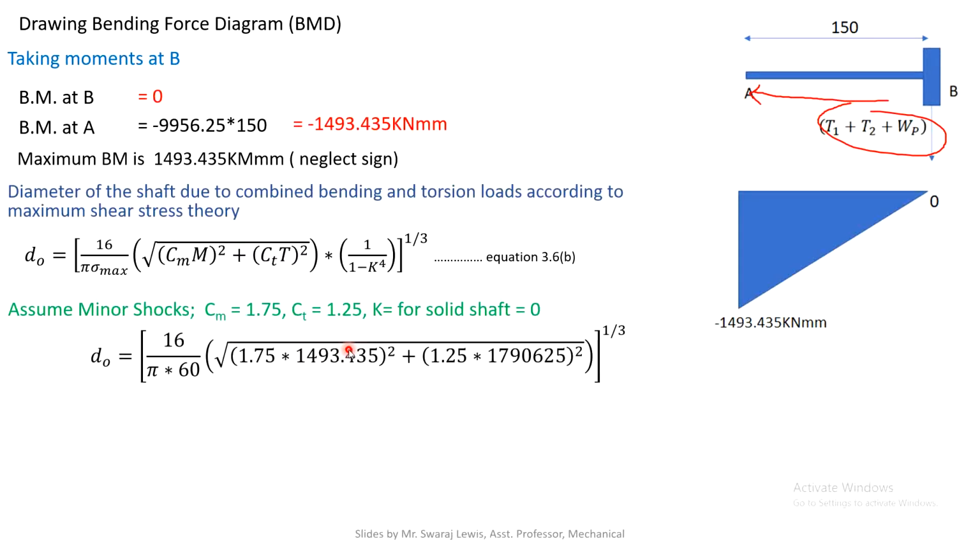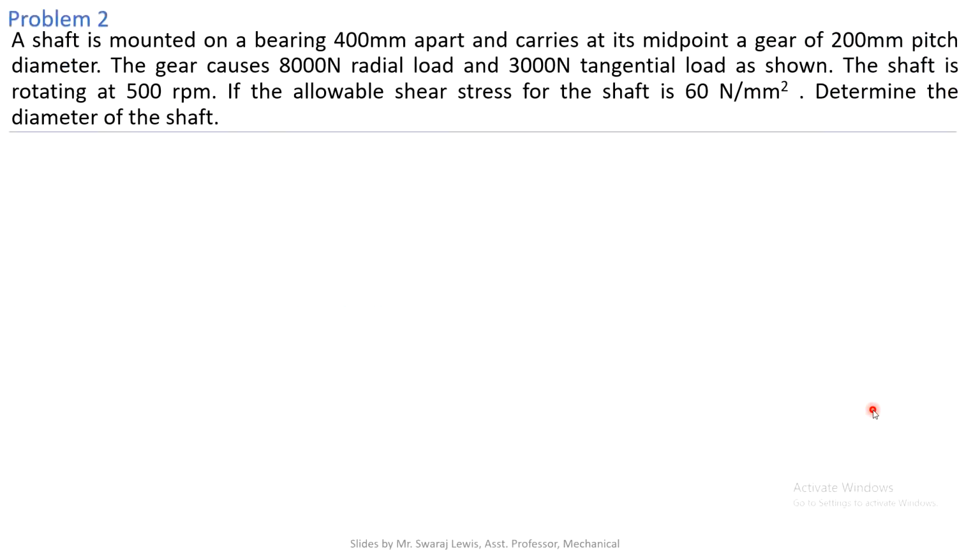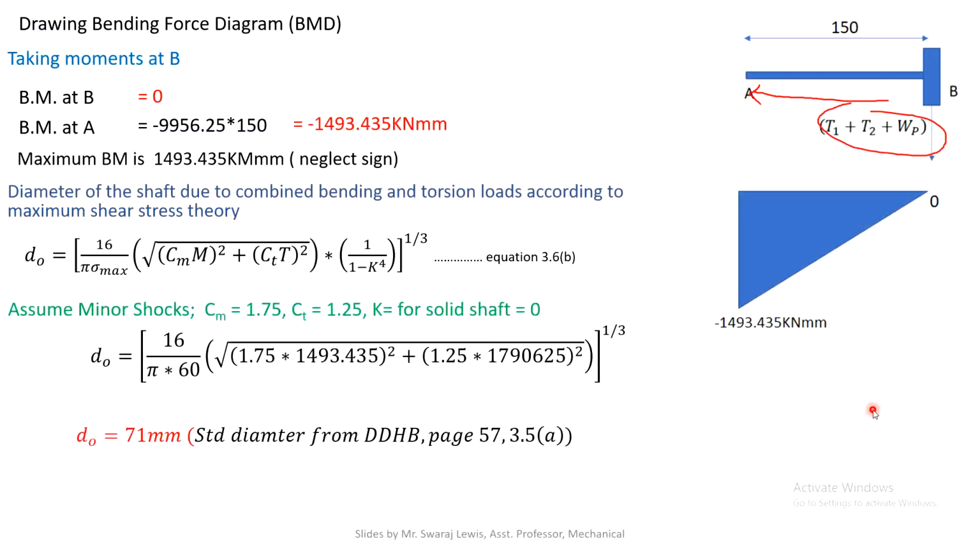Substituting all the data, you get D equals 71 mm standard diameter from that. This is the data which you got from the equation. From the data book, you have to go and find the diameter value. D equals 71 mm is the answer. You will get somewhere around 70 point something, and from the handbook the next available value is 71.